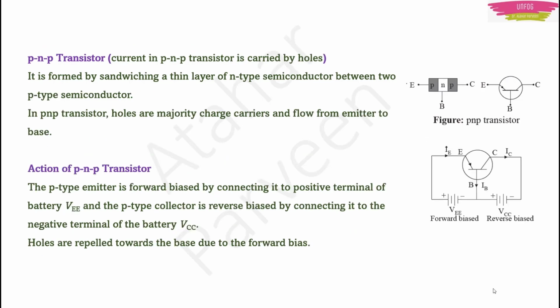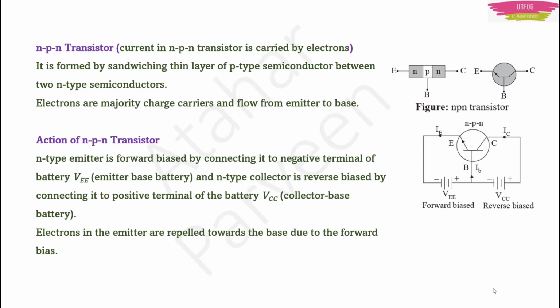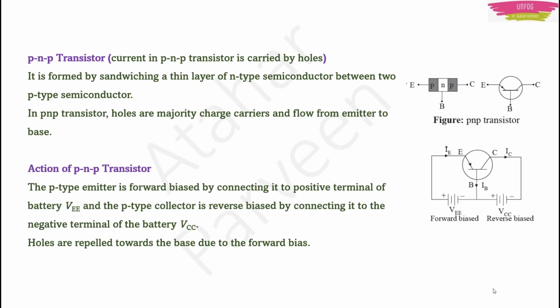Now in PNP transistor, you can see here in NPN, both N's were there and P was in the middle. In PNP, both P will be there and N will be in the middle. And because we are talking about two regions which are P, that means your majority charge carrier should be holes, isn't it? So here majority charge carriers are holes and they flow from emitter to base. Okay, this you have to remember. And then here emitter is P, right? That is connected to positive terminal of the battery. That means it is forward bias. And in the collector region, collector means it is P, right? It is connected to negative terminal of the battery. That's why it is reverse bias. So much you can remember.